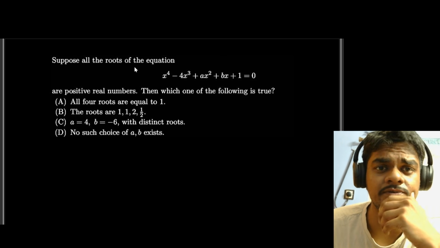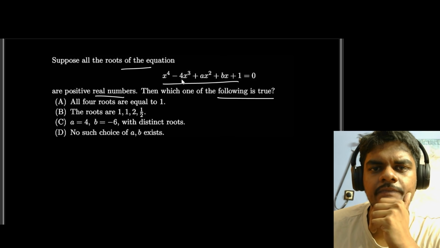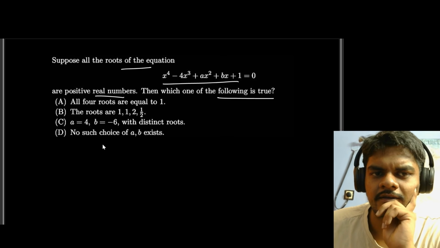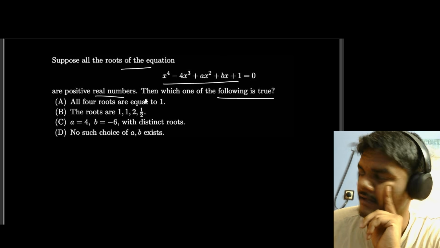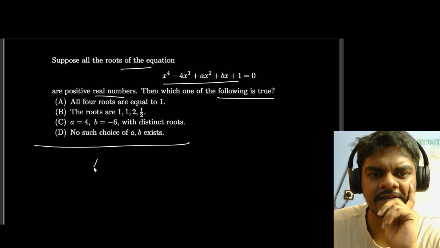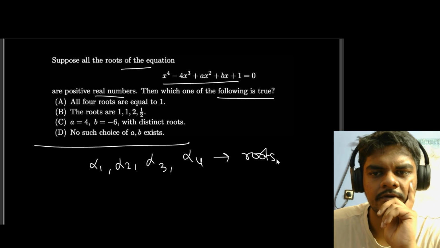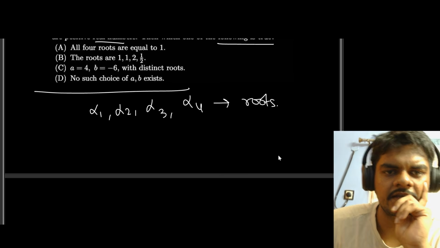Suppose all the roots of this equation are positive real numbers, then which of the following is true? So what do you see in this? You see that the coefficient of x cube is -4 and the constant term is 1. So pause the video and try this. And I won't wait for you to pause it. Let's say alpha 1, alpha 2, alpha 3, alpha 4 are roots.